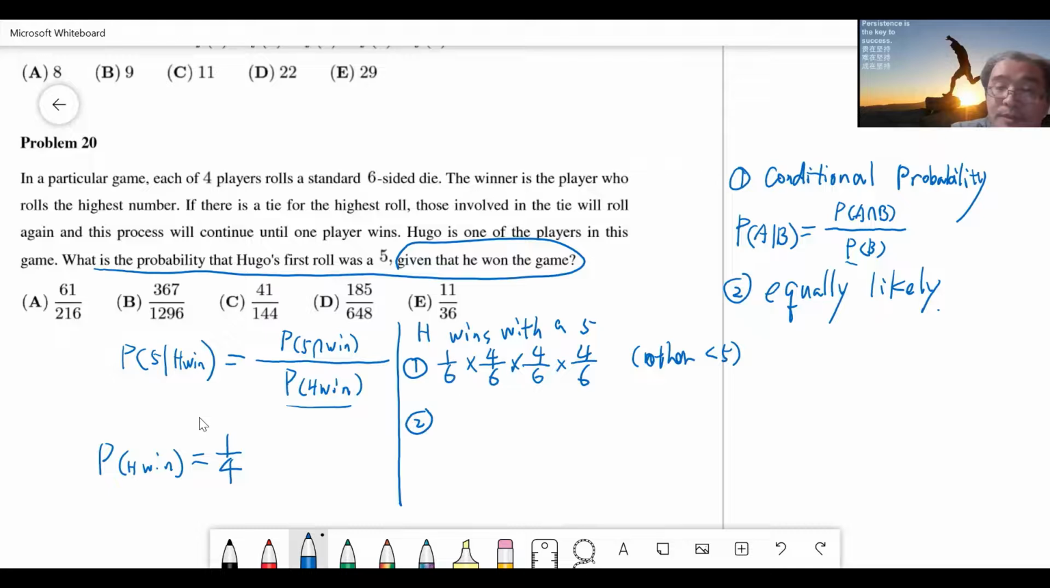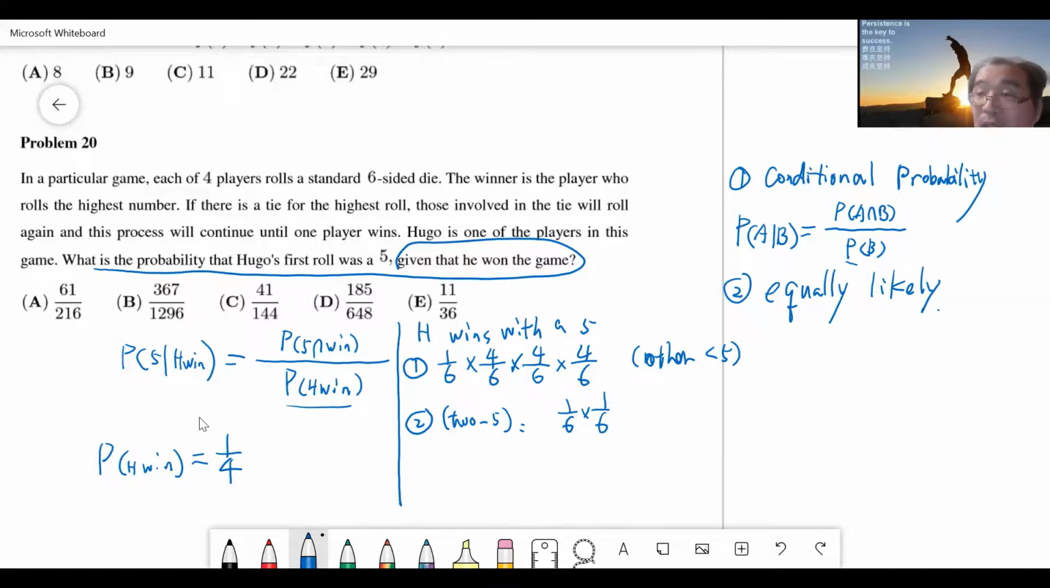Now we look at the case where he's not the only player who rolls a 5. We have one more player rolling a 5, so there are two 5s, and Hugo must be one of them, and another player also got a 5. But the rest of the players must roll below 5, so Hugo still has a chance to win. Let's see what happens here. We have 1/6 for Hugo, and another player also has 1/6.